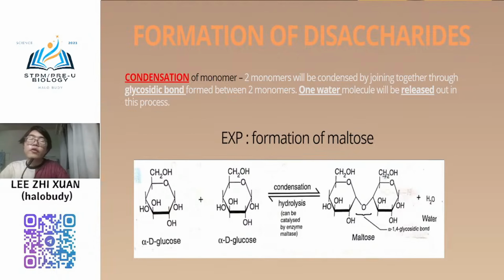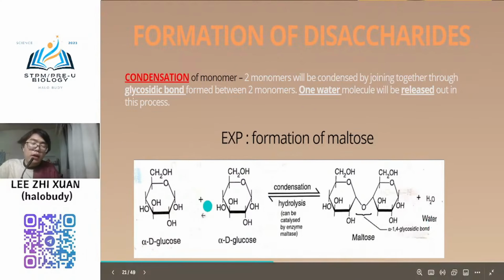So if you want to form disaccharide, I already said it includes the condensation process, meaning that one water molecule will be released out. And the example here is maltose. So when the alpha glucose and alpha glucose combine together, they will form maltose, right? So the most important thing I need to emphasize is this glycosidic bond. The bond between the glucose and glucose, between the monosaccharides, is known as the glycosidic bond.